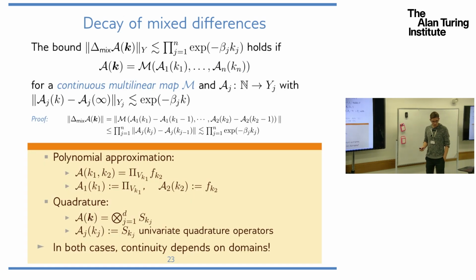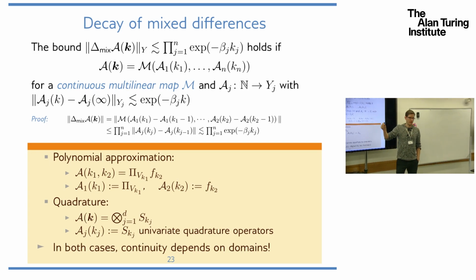I told you that I was going to show you how to actually establish that such bounds on the mixed differences hold. And in this way, you will then get an alternative proof of the result that I've shown you before. And, well, one way to show that this holds is to exploit multilinearity. Multilinearity meaning that you can write the output of your algorithm as a multilinear map applied to sub-algorithms, each of which depends only on one parameter.